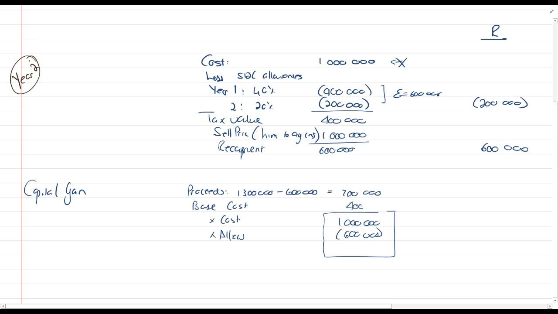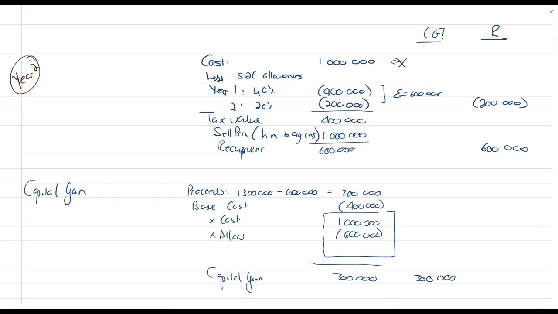Gives us our 400,000 rands base cost equal to our tax value, and that gives us a 300,000 rands capital gain. Okay, so up to this point, this goes into my CPT column. This we now start understanding.